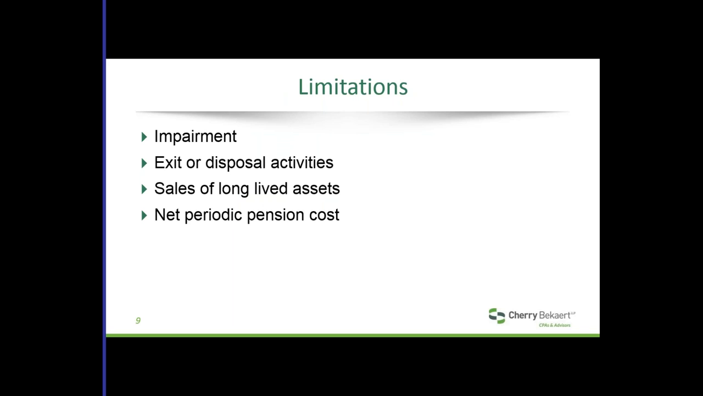Great. And are there any limitations on the use of the measure of operations that would be imposed by any of these topics? Yes, there are some limitations on what can be included and excluded from that term income from operations. Some of the items that are required to be included are impairment loss recognized for long-lived assets, any costs associated with exit or disposal activities that are not involved in discontinued operations, and any gain or loss recognized on the sale of a long-lived asset.